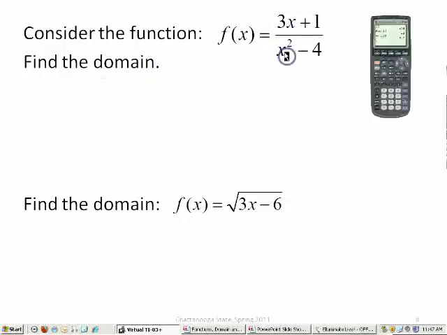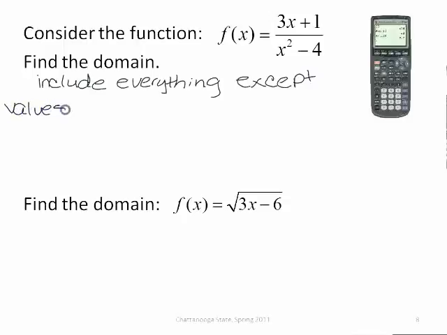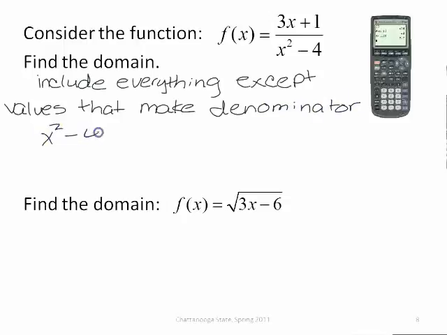So to find the domain of a rational function, you want to include everything, include all x values, except values that make the denominator 0. So what we do here is we set the denominator equal to 0 and we solve it.